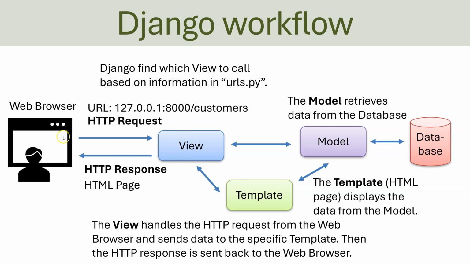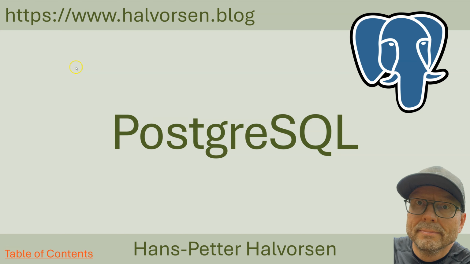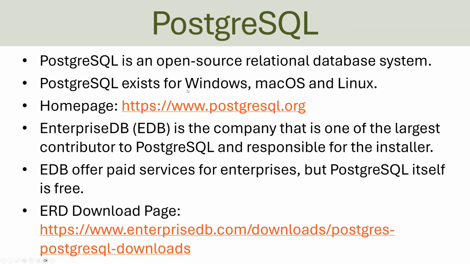And then the user can sit here in the web browser and see the contents of the template or the contents of the HTML page that he has requested as part of the Django workflow. So basically that's a short overview of Django and the different parts that Django consists of, like this view, model, and the template. So before we start creating the Django project and the Django app, we need a short overview of the PostgreSQL database system that we are going to use.